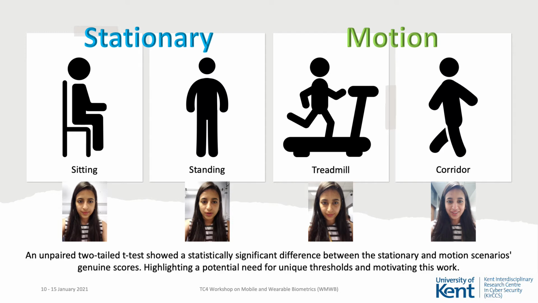An unpaired two-tailed t-test showed a statistically significant difference between the stationary and motion scenarios' genuine scores, highlighting a potential need for unique thresholds and motivating this work.